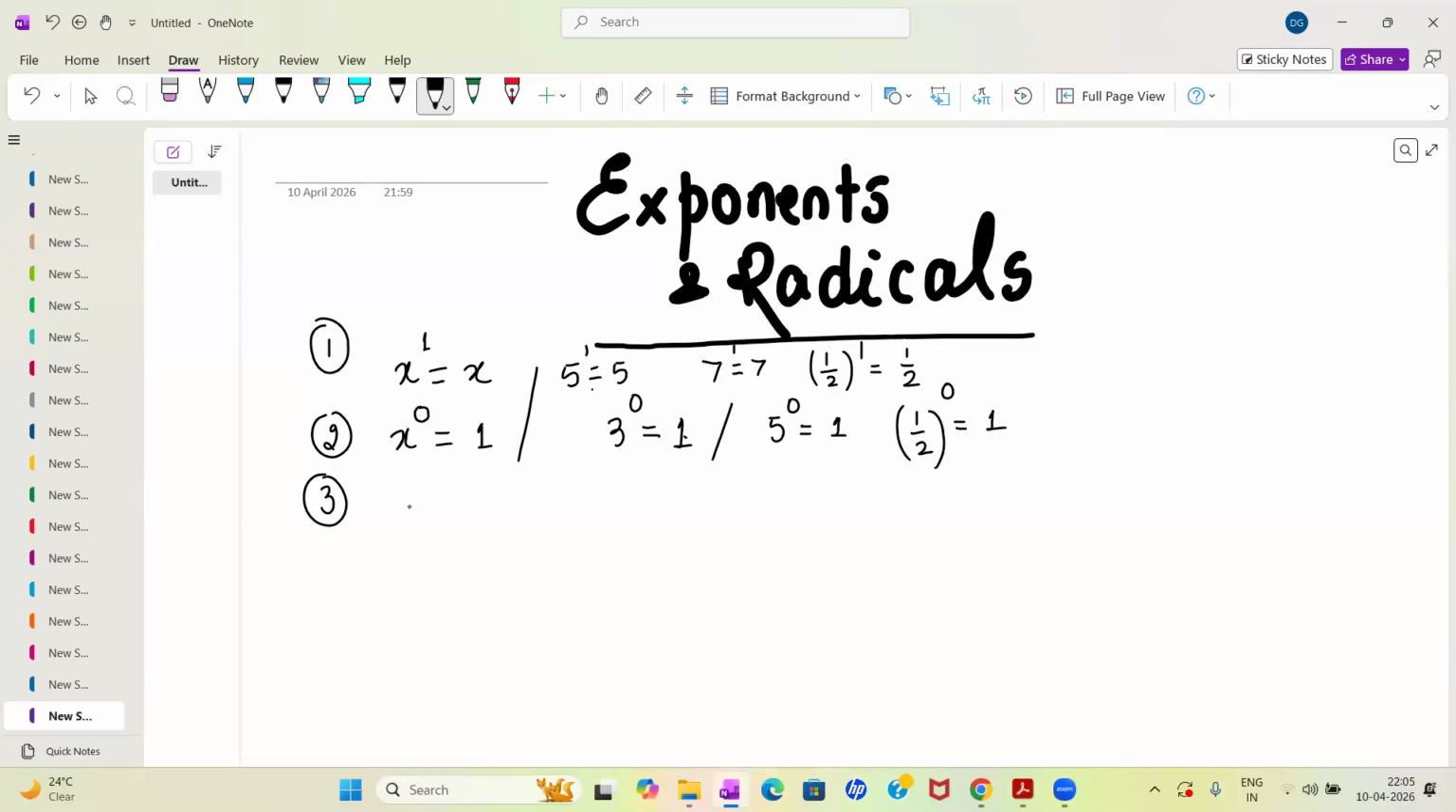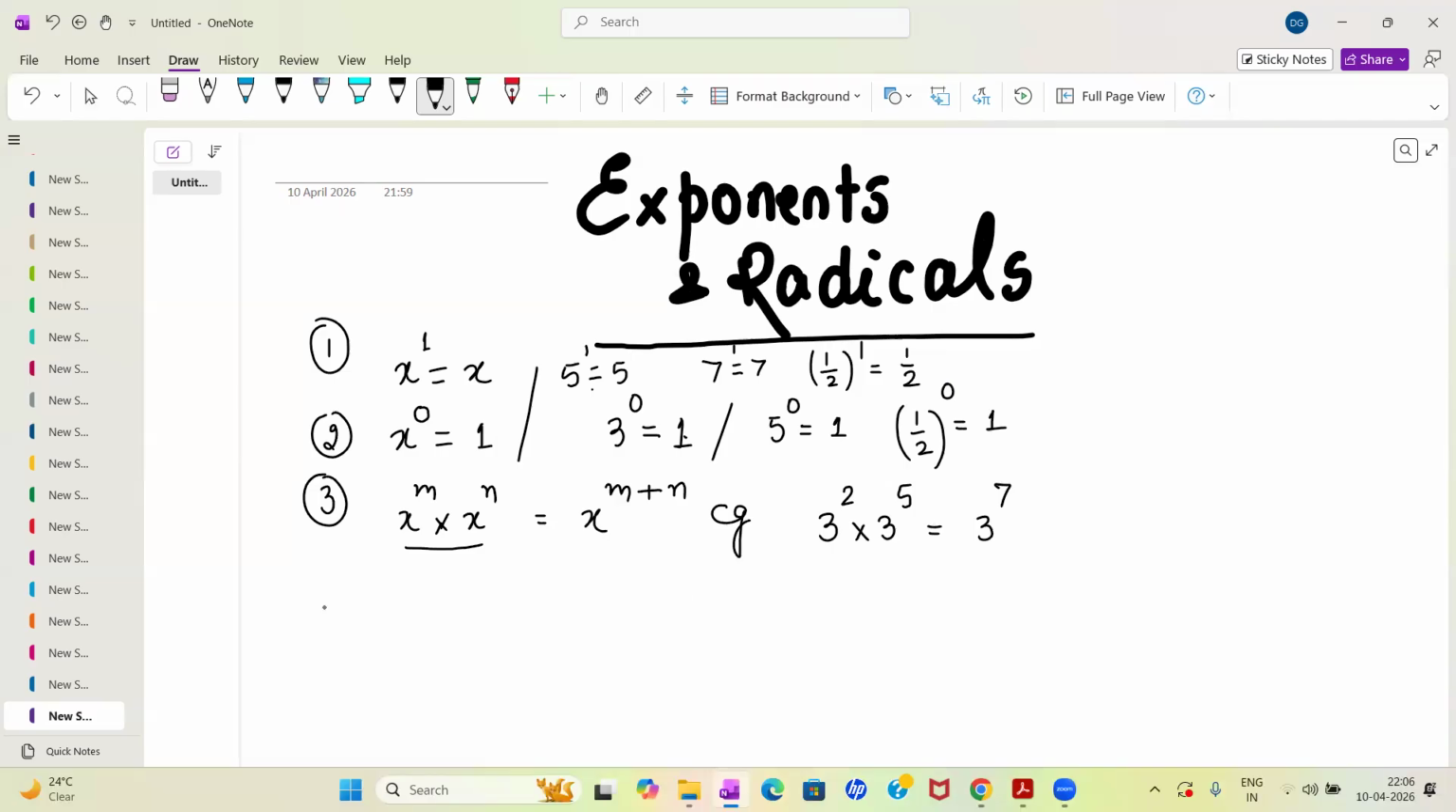The third law is x to the power m into x to the power n. If the base is the same, the powers will be added. So the answer is x to the power m plus n. For example, 3 to the power 2 into 3 to the power 5. So the answer is 3 to the power 7.